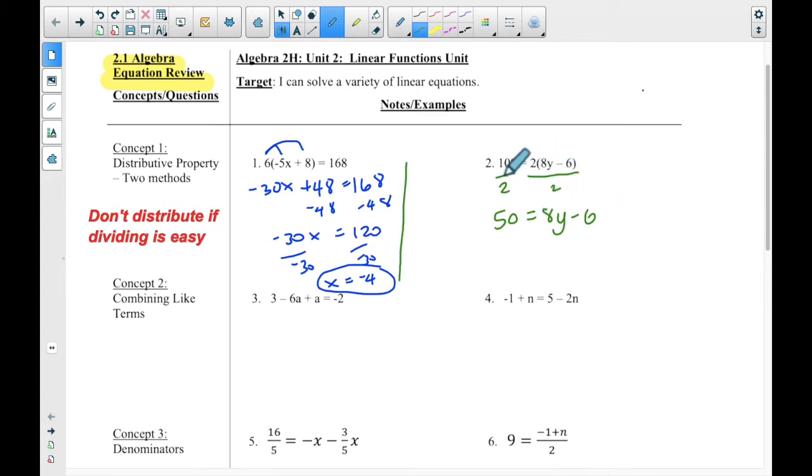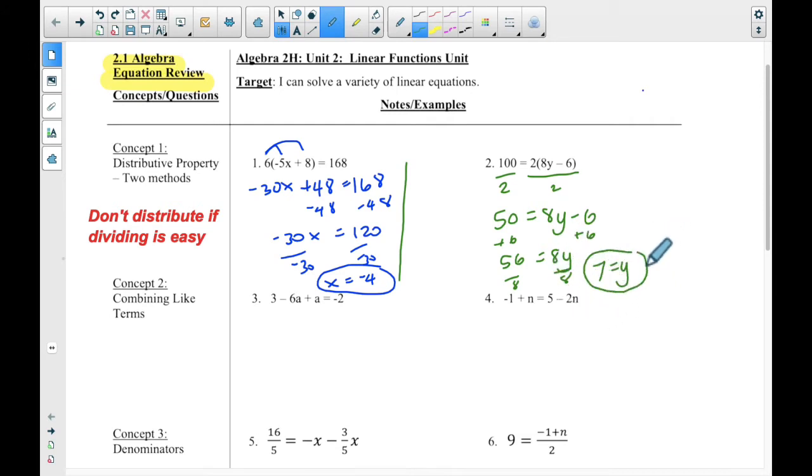So when I divide this, of course 100 divided by 2 is 50, and the 2 over the 2 here cancel, and all I'm left with is 8y over minus 6. Now that is a lot easier because it's a lot smaller. So now I'm just going to add 6 to both sides, and now this is a really easy problem to solve. Divide by 8, and I get y equals 7, or 7 equals y is my answer.